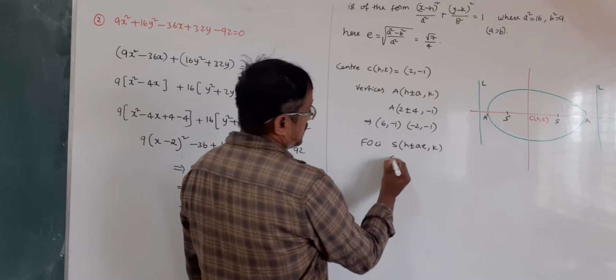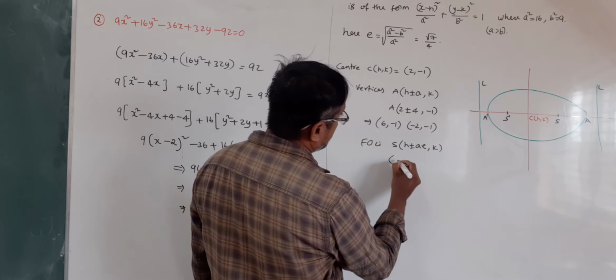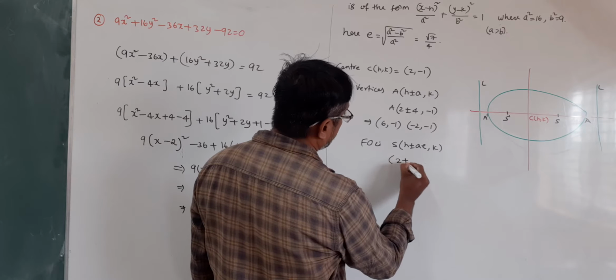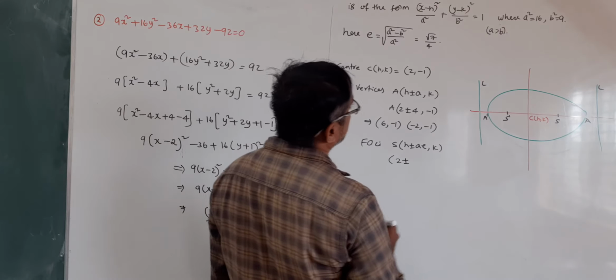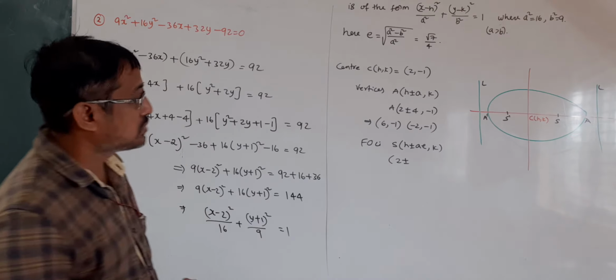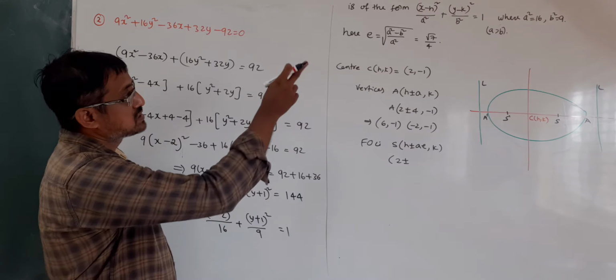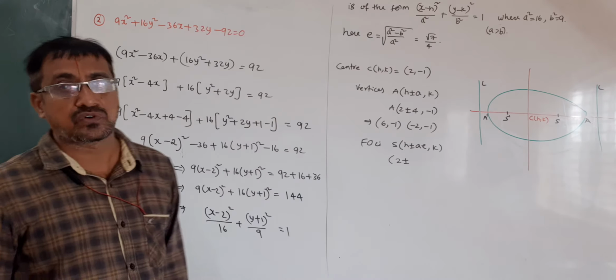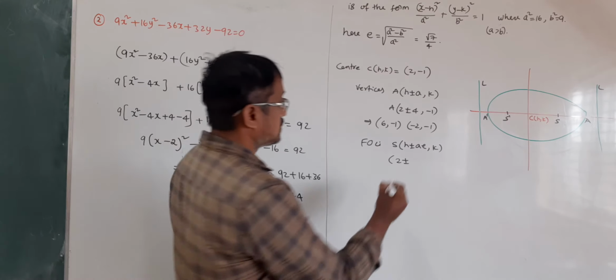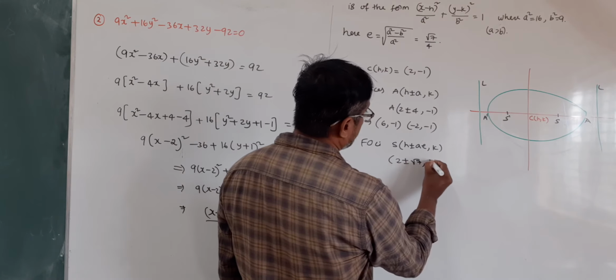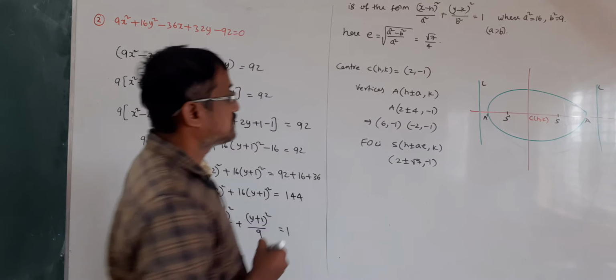So H plus R minus AE. H is 2 plus R minus AE. AE will be okay. E is root 7 by 4, A is 4. So AE will be root 7. So 2 plus R minus root 7 comma minus 1.